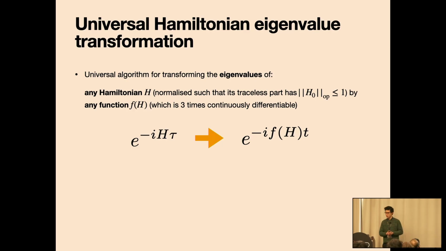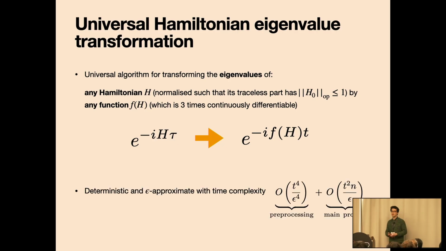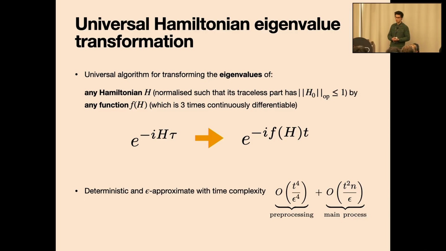But in general, any Hamiltonian and any function f on the space of Hamiltonians that is sufficiently differentiable, in particular 3 times continuously differentiable. The algorithm then takes multiple calls to the Hamiltonian dynamics e to the minus iHτ for various possible times τ, and spits out the black box containing e to the minus i f of Ht for any chosen t and any function f that you have chosen. The algorithm is deterministic and approximate with error epsilon, scaling essentially with 1 over epsilon for the main algorithm, and then a pre-processing step of epsilon to the 4.